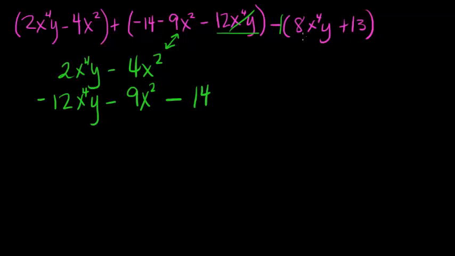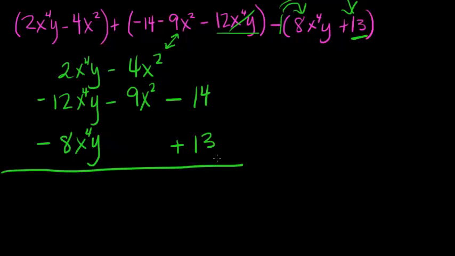Now when I rewrite this one, I'm going to distribute this -1. That's going to change the signs, so I'm subtracting these two things. -8x to the 4th y matches up with these, so I'm going to write -8x to the 4th y there. And the 13 is positive. I'm going to write it underneath the 14 because they're just integers.